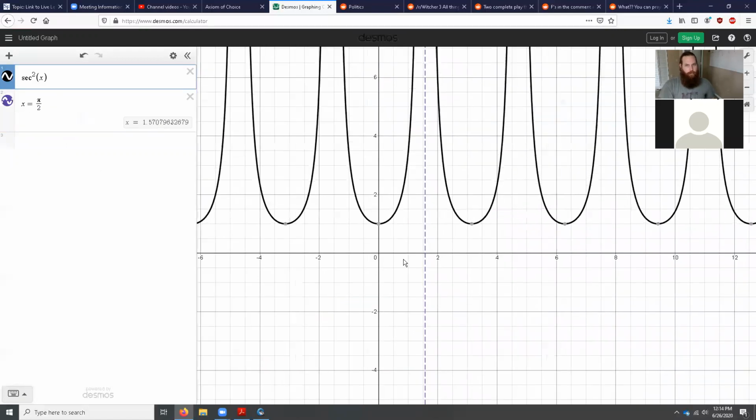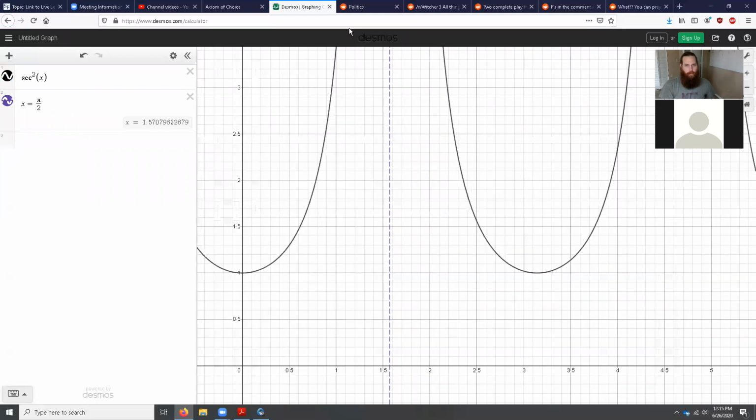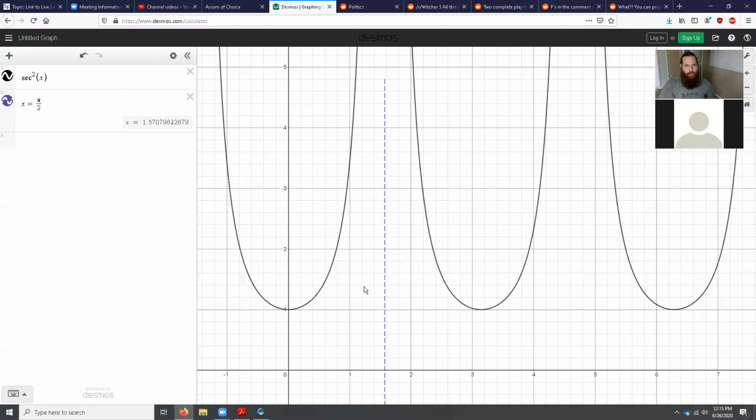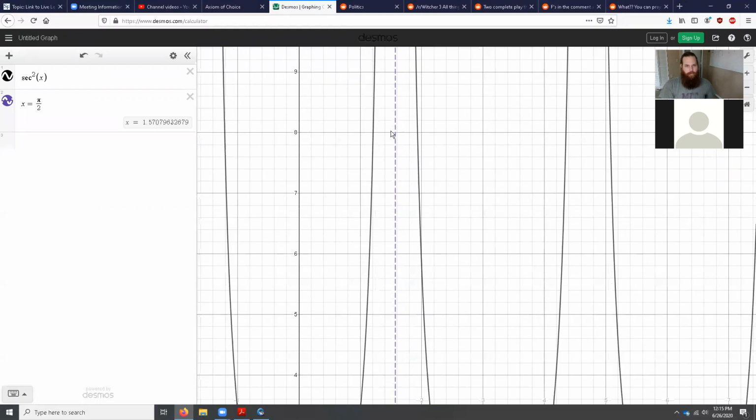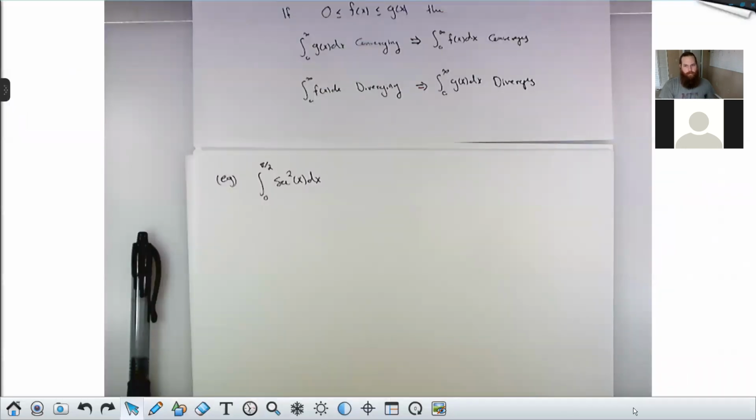So I'm looking for the area from 0 to pi over 2. That's this region in here. So this is indeed an improper integral. It's a type 2 improper integral because we have a problem at pi over 2. No infinite discontinuity at 0. Secant of 0 is 1, no problems there. But we do need to treat this upper bound with some care.